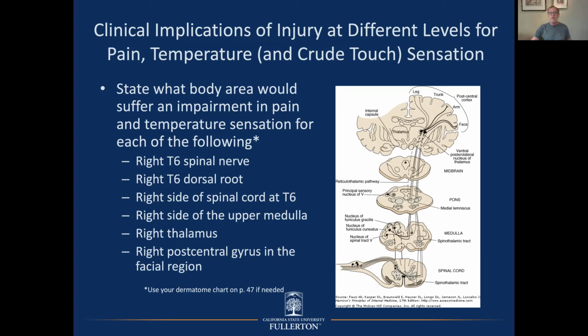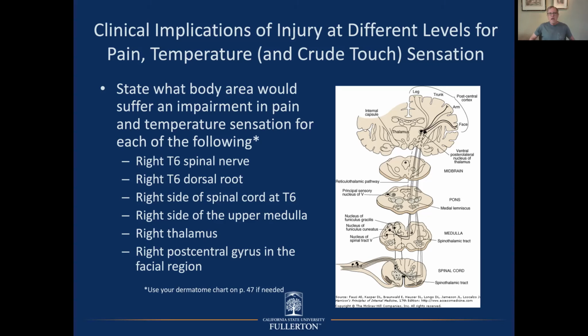Now, if you only test sensation, the T6 spinal nerve lesion and the T6 dorsal root lesion look exactly the same. In order to differentiate between the two, you have to also test motor. Well, we haven't gotten to motor yet, but we will. But as far as just considering sensation, you would not discern the difference between a T6 spinal nerve lesion and a T6 dorsal root lesion by simply testing only sensation.